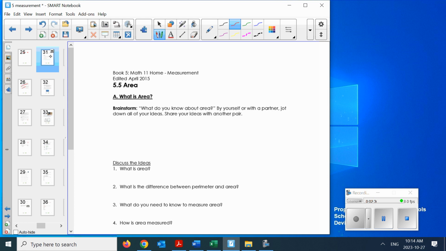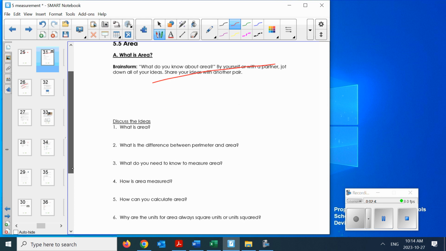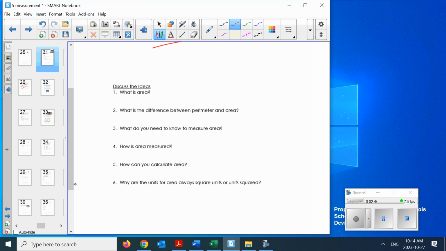Some students have already done this. But what do you know about area? Well, we're not going to do this as a pair off, but what is area? Is it a line? This is a length, right? Like if I measure the centimeter. Area, though, let's say that this is 2 centimeters by 3 centimeters.